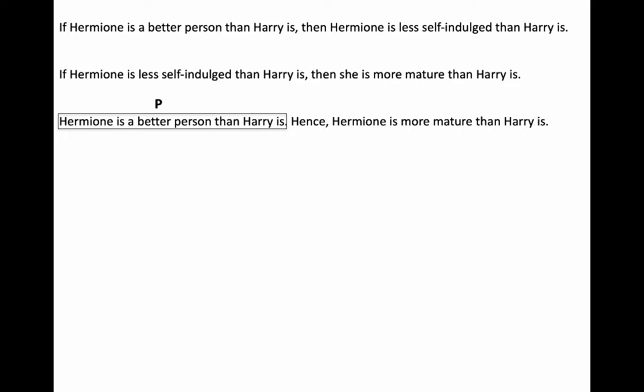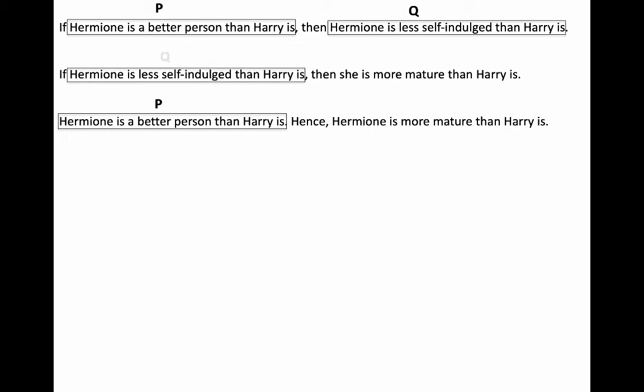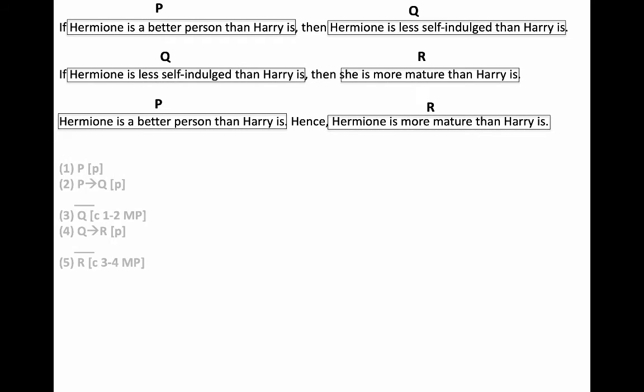So we're going to go back and look through and find Hermione is a better person than Harry is wherever it occurs, and make sure we assign it the same letter. Hermione is less self-indulgent than Harry is. Well, that occurs there, and it also occurs here, so it needs to be assigned to Q both times. She's more mature, gets R there, so it's going to get R here. And now we can represent the argument in symbols. It goes like this.